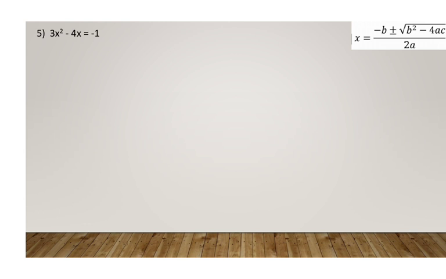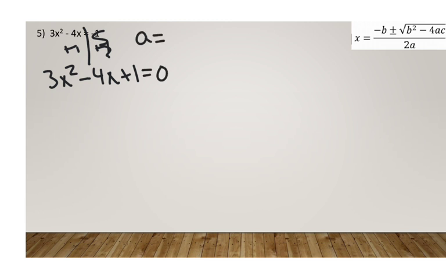The first thing we need to do is to make sure that our equation is set equal to 0. So that means that we're going to add 1 to each side here, so that on the right side we'll get our 0. On the left side, none of these are like terms, so we're just going to bring each one down. So 3x squared minus 4x plus 1 equals 0.